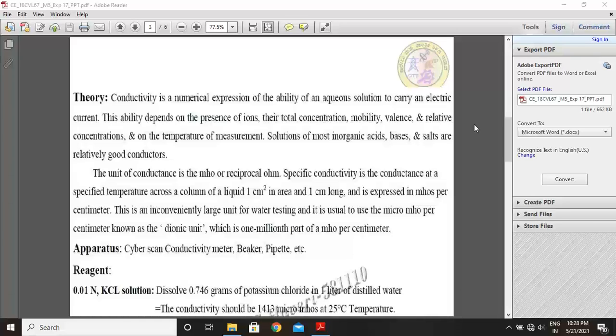Now let us see which apparatus are required to conduct this experiment. Conductivity meter is required, beaker is required, pipette is required, etc. So these are the apparatus and instruments required to execute this given experiment. Now reagent is required. Which reagent is required to conduct this experiment? 0.01 normality KCl solution is required.